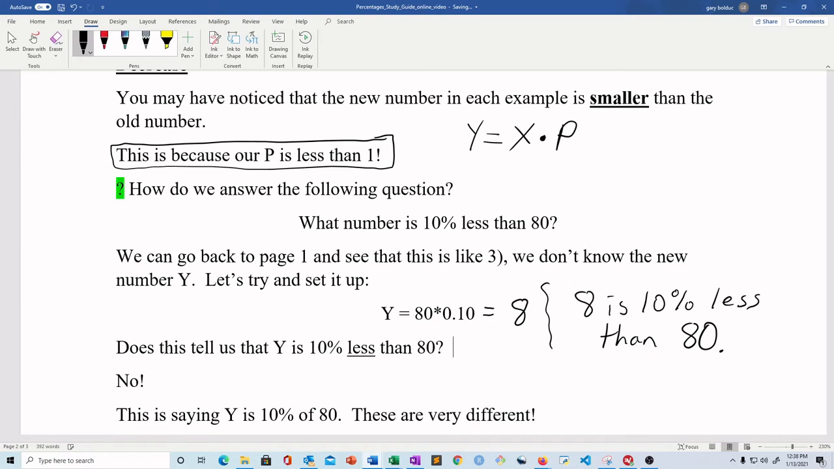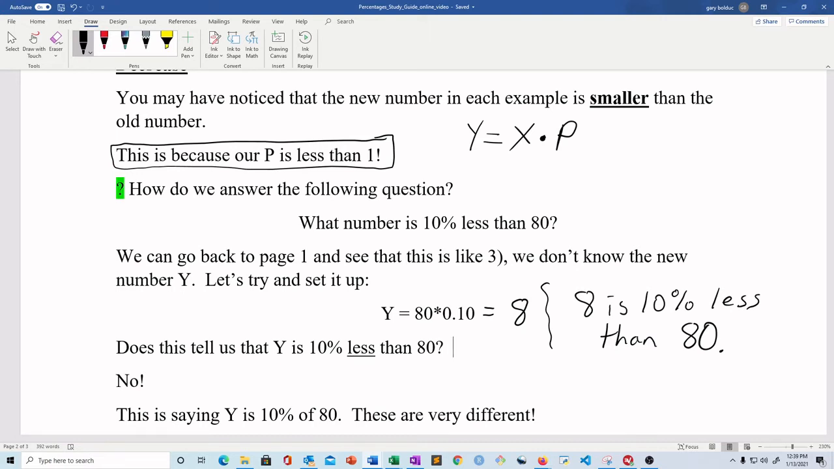That's what you're saying if you think that equation is right. So let's think about that. 10%, that's pretty small. I want to take 10% away from 80. So say it out loud. I want to take a small percentage, a small amount, away from 80. What should I have left?